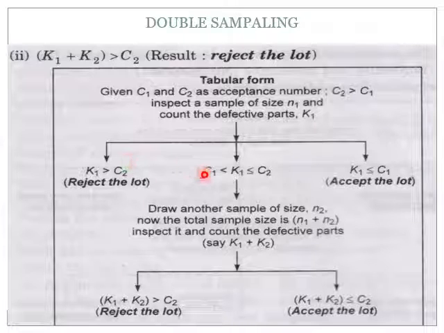And if the number of defective items lies between the two acceptance numbers, that is C1 and C2, then we draw another sample of size N2. Now our sample size becomes N1 plus N2. Again we carry out an inspection and count the defective parts. Now in this case, the new defective parts number will be K2. So we'll say K1 plus K2. And now it is very obvious that when K1 plus K2 is greater than C2, which is again an acceptance number decided initially, then we reject the lot. And when K1 plus K2 is less than or equal to C2, then we accept the lot.